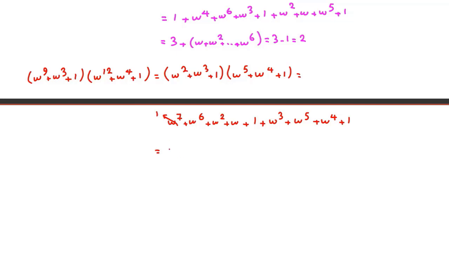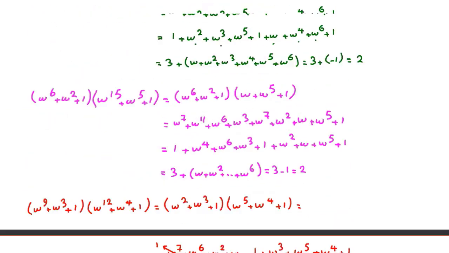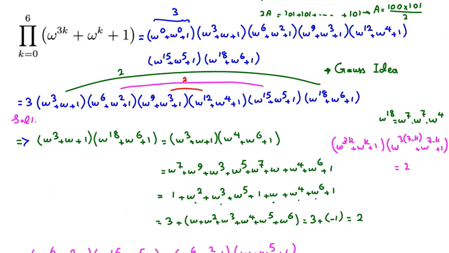So it is 1 plus 1 plus 1, 3. Then you have W, W2, W3, W4, W5, W6. You have 1 from each of them, W, W squared to W6. It will be negative 1. So it will be 3 plus negative 1 equal to 2. So each of them will be 2, so 2, 2, 2. And you can say 3 times 2 times 2 times 2. 2 times 2 times 2, 8. 3 times 8, 24.